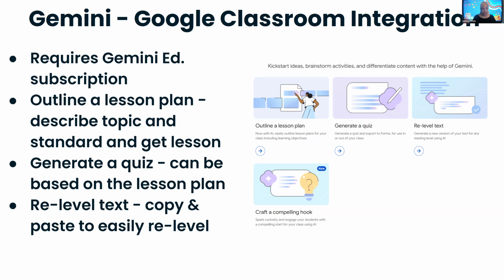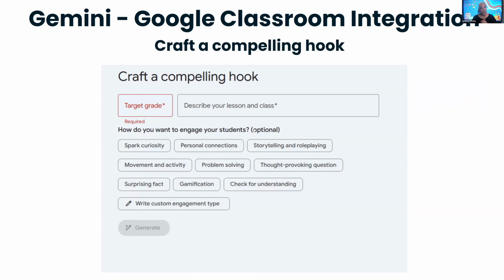But my favorite thing, can you go to the next slide, is the craft a compelling hook option. This is what it does. You pick your target grade, you describe the lesson in the class, and then look at your options. What do you want to do to engage the students? Do you want them to spark curiosity?